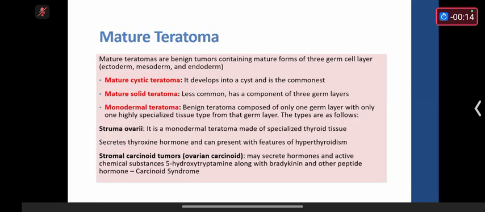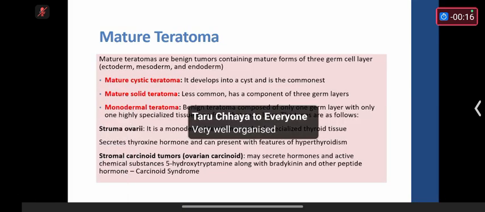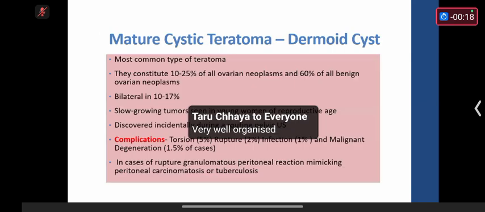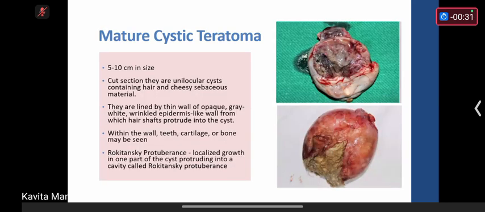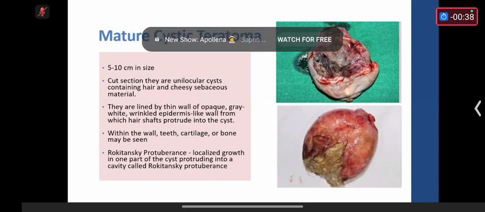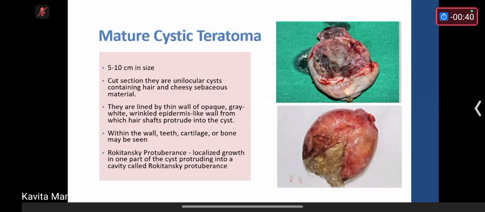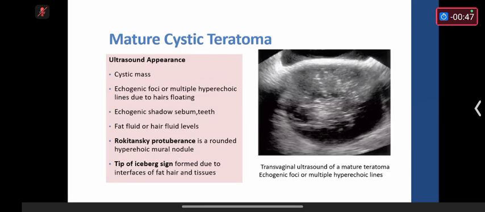So the mature teratoma, again, we have already discussed this. And the dermoid cyst, which is one of the most common, is seen bilaterally in 10 to 17%. It is a slow growing tumor. Complications again are the same: torsion, rupture, infection, and malignant degeneration. So we all know that it has all the 3 germ cell layers. When you do a cut section of these tumors, you can see the teeth, cartilage, bone, and the Rokitansky protuberance is one of the most characteristic features of mature cystic teratoma.